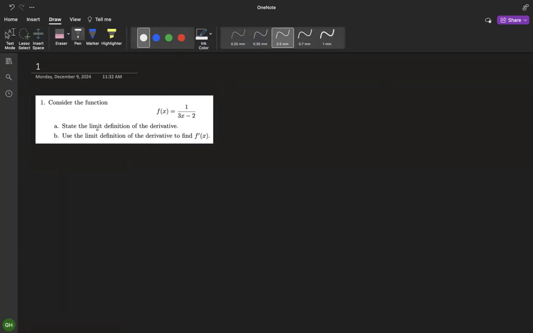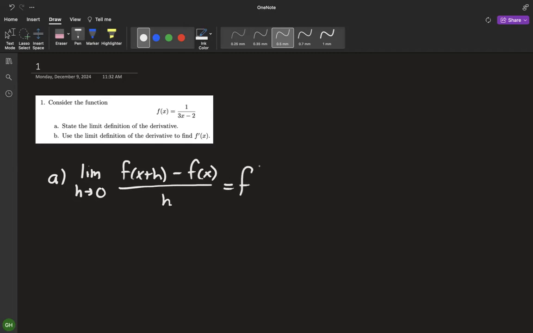All right, so for part A, we're just asking to state the limit definition of the derivative. So this is just, do you know it or do you not know it? And the limit definition of the derivative is the limit as h approaches 0 of f of x plus h minus f of x all over h. This is the derivative.